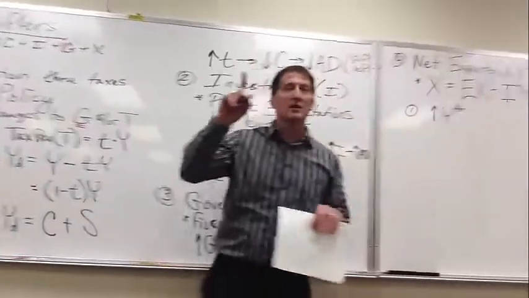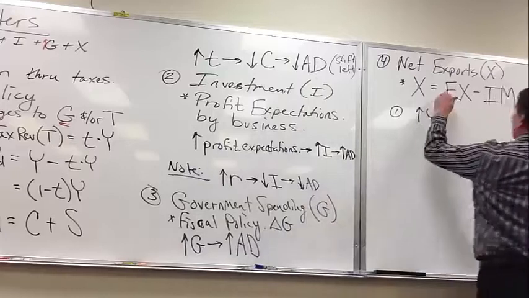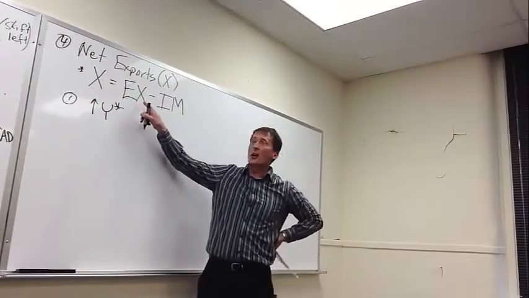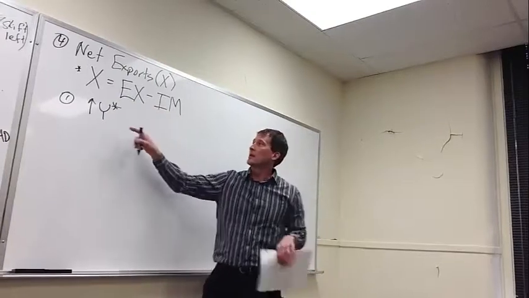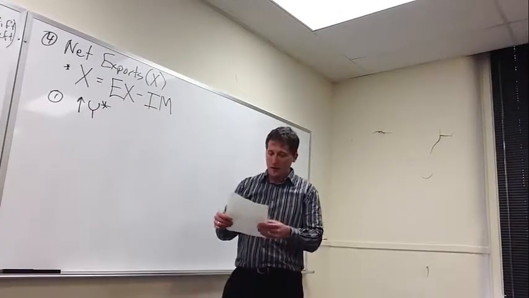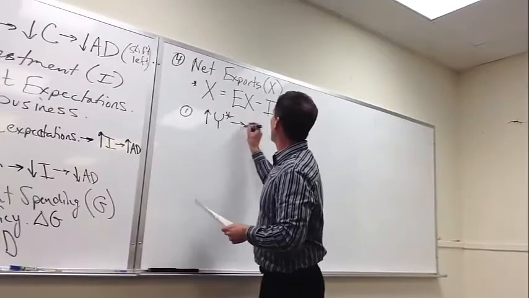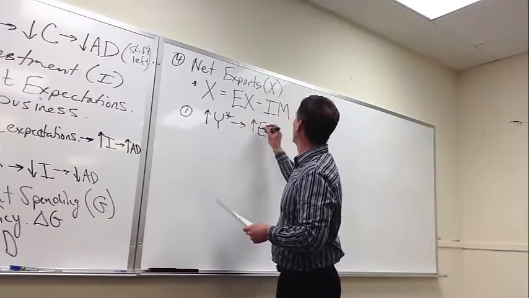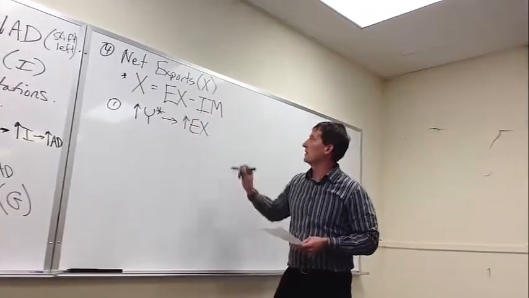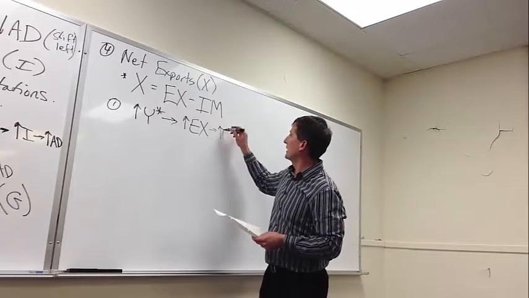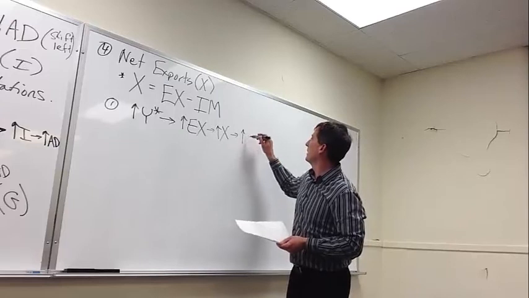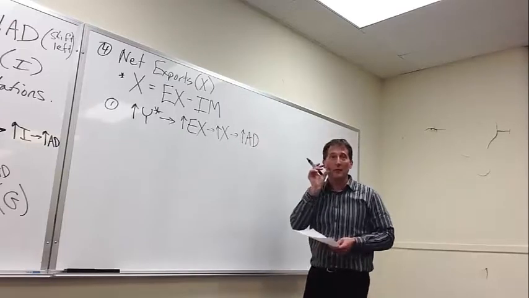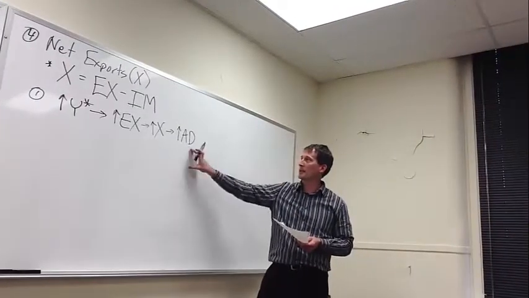They're going to buy more from us. They're going to increase exports, right? Now these are U.S. exports. They're buying more stuff from us. So an increase in income from foreigners leads to an increase in our exports, which is really an increase in big X, which is an increase in aggregate demand for the United States, for the domestic country.